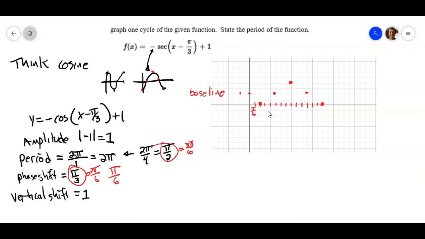All right, so once you figure out the tick marks, take a look at your period. The period's 2 pi. That would be 12 pi sixths. That gives you the 12 tick marks for a period. And the phase shift is pi thirds, which is 2 pi sixths. The phase shift is 2 tick marks. So we're right, 2 tick marks.